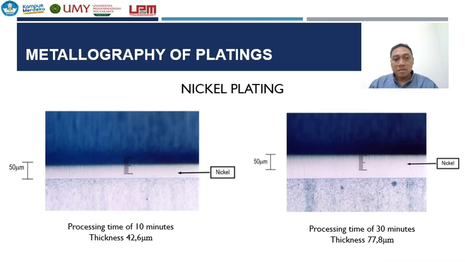And here is the result. The picture here depicts the thickness of the nickel layer acquired via the plating procedure. The result suggests that the plating process duration directly correlates with the thickness of the nickel plating. For 10 minutes of processing time, the thickness of nickel is 42.6 micrometers, and for 30 minutes of processing time, the thickness increases to 77.8 micrometers.